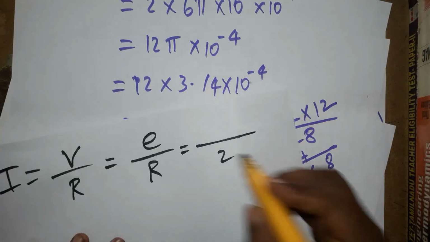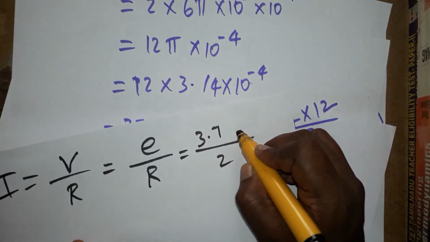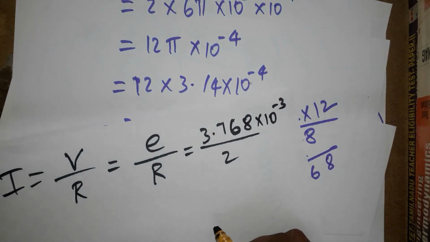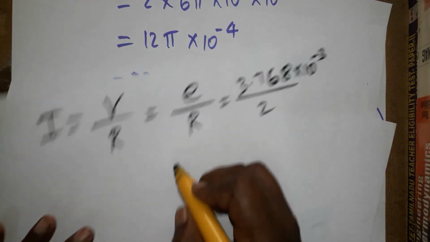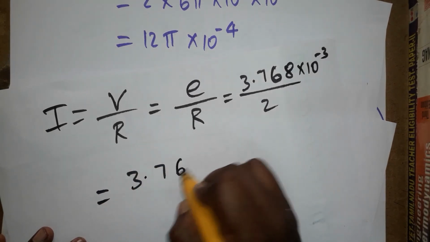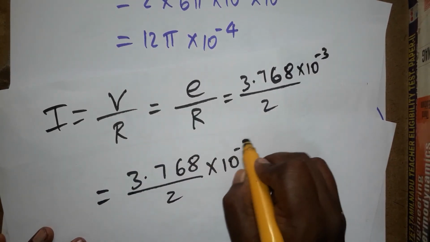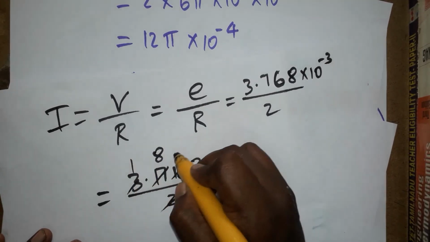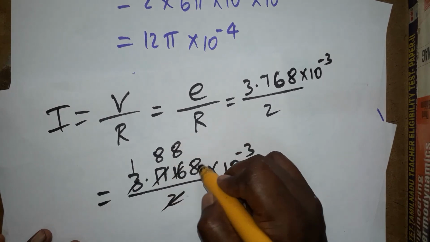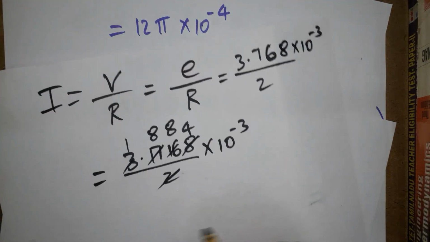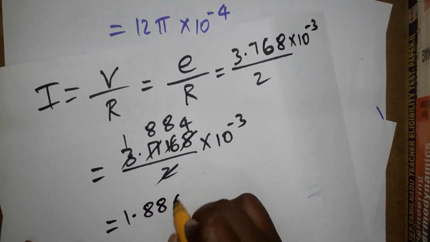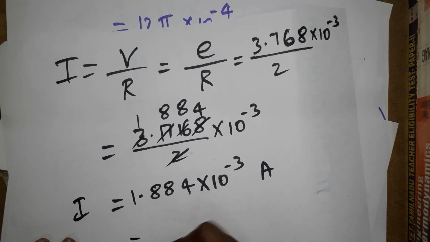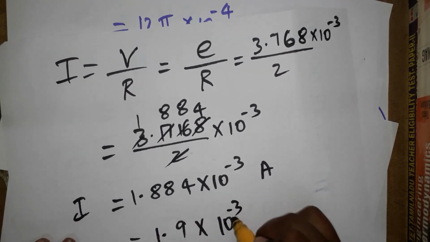The EMF I found is 3.768 into 10 power minus 3. Now see here, just cancel with 2 table. 3.768 divided by 2 into 10 power minus 3. It's going to be 1, then 8, then again 8, we'll get 4. Okay, so we'll get 1.884 into 10 power minus 3 ampere. So the current is approximately equal to 1.9 into 10 power minus 3 ampere.